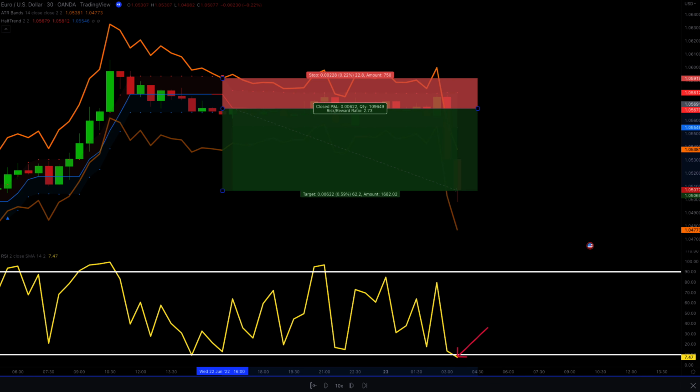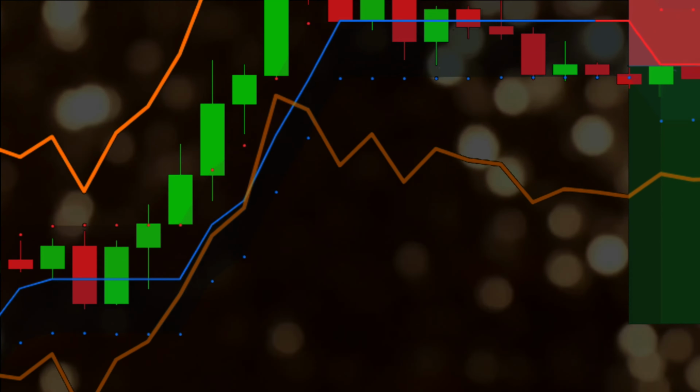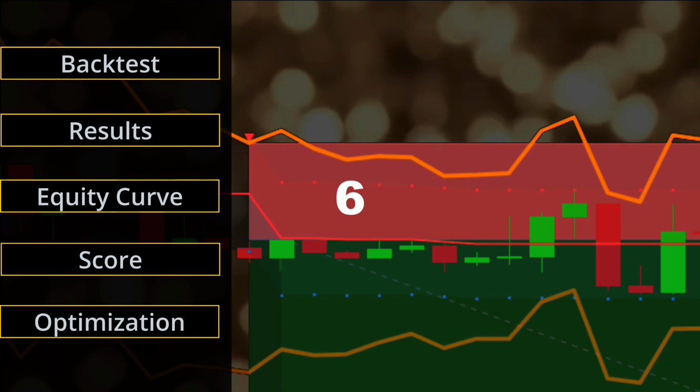Close the trade when a candle closes while the RSI is below the 10 level, and long example 2 is in profit with a risk to reward ratio of 2.73. I'm going to give you some great ideas on how we can improve this system along with a trader's landing score.